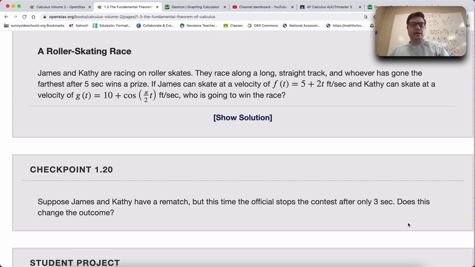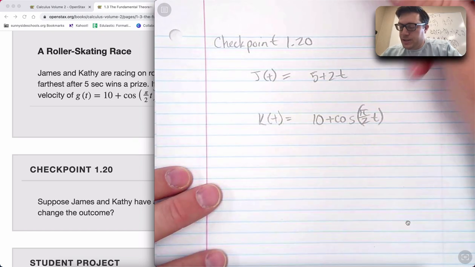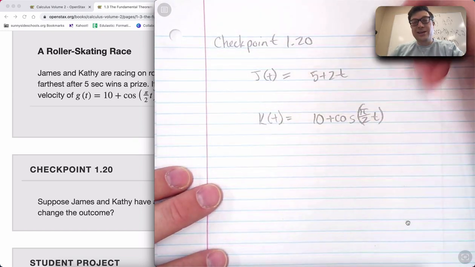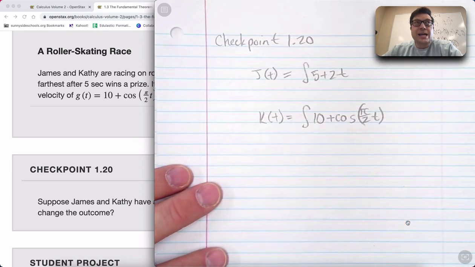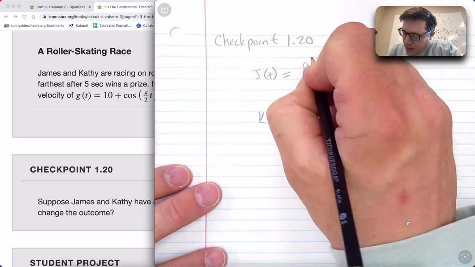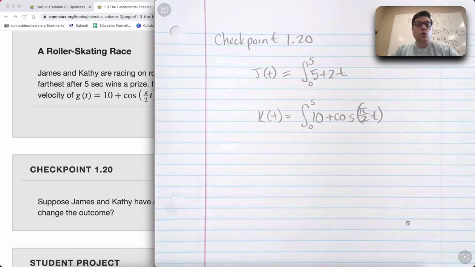Perfect, feet per second. So what we get to access from this problem is that if this is their velocity function, then the integral of velocity will be their position. So whoever has skated the farthest after 5 seconds, starting at 0, will ultimately win the prize.